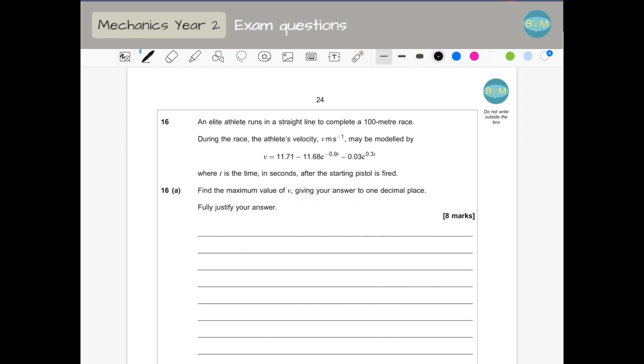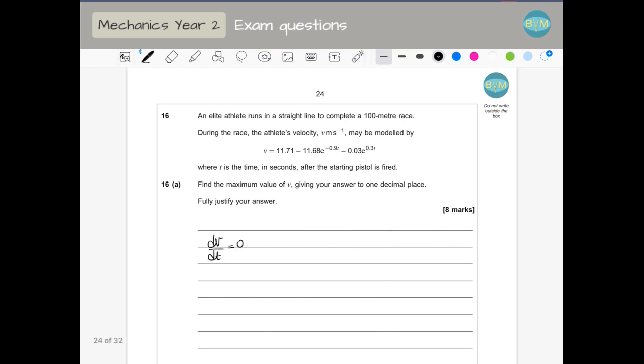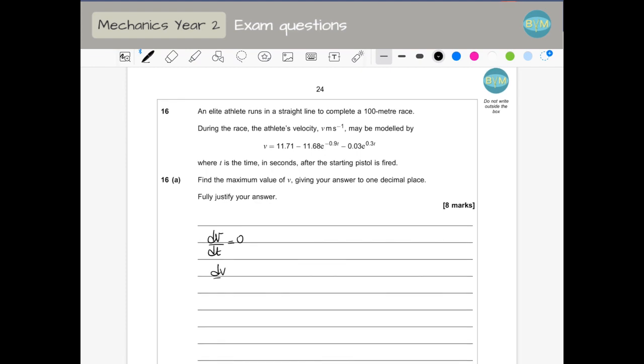So if we want to find the maximum of this function, we are just going to differentiate and make it equal to 0. So we are going to do dv by dt equal to 0. dv by dt: the derivative of this one is 0. The derivative of this one, I multiply minus 11.68 by minus 0.9.